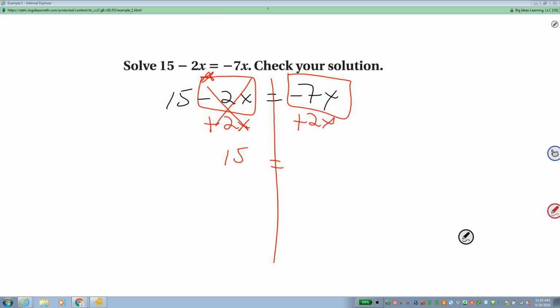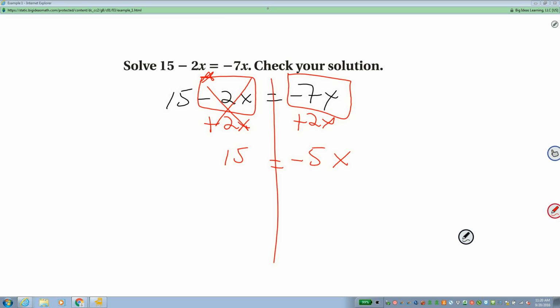So now we take a negative 7x and we're going to add a positive 2x to it. So Jason, what am I going to get when that happens? You're going to get negative 5. So now we have negative 5. That x is still there. It does not disappear. The variable is still there. So now we have a simple one-step equation.